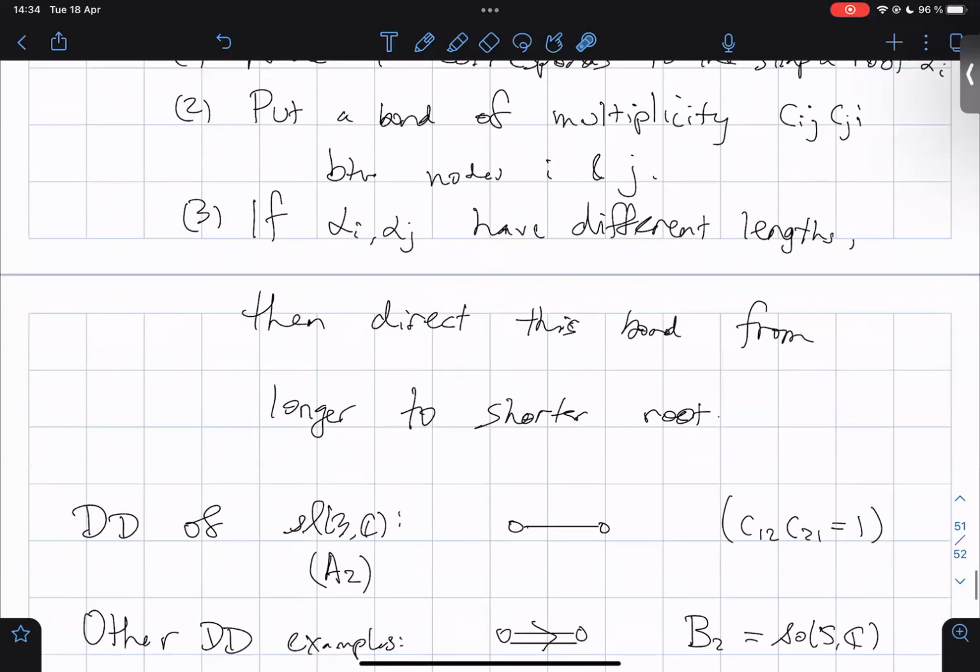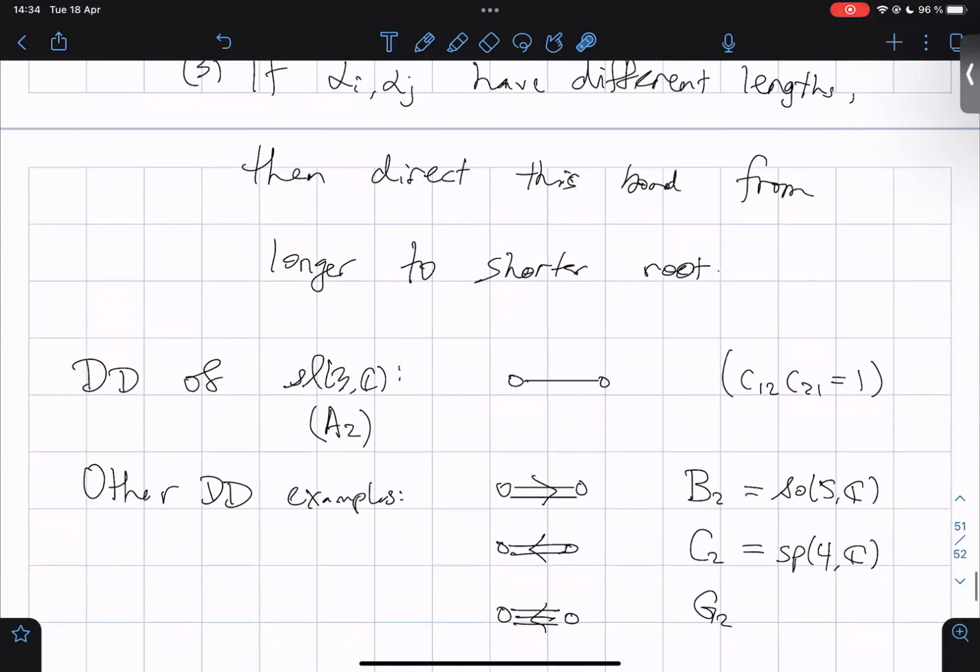So here, in this case, this C1,2 times C2,1 will give you 2. In this case, it will give 3. But in these cases, you have different lengths for those simple roots. So we'll see what those root diagrams look like next week.